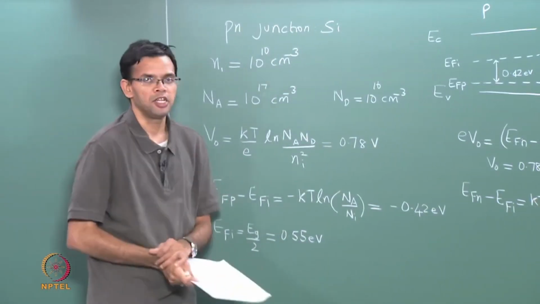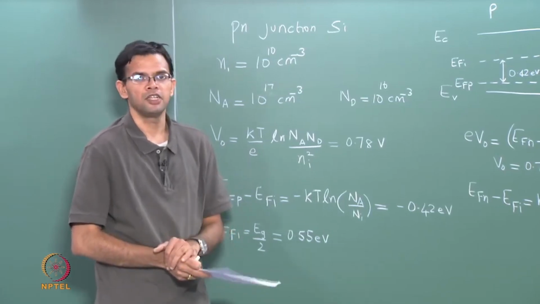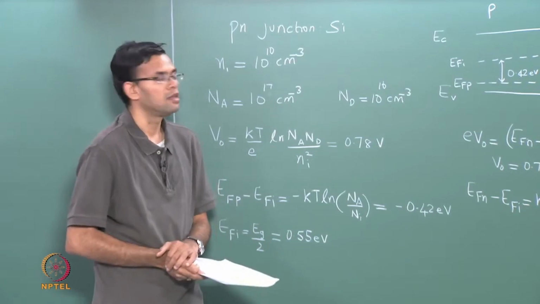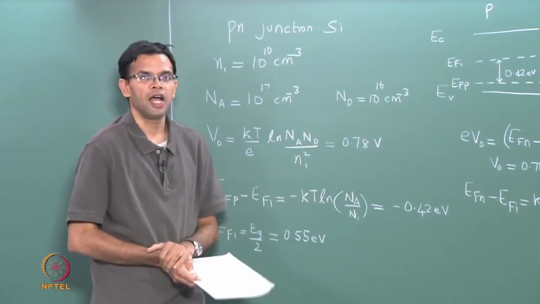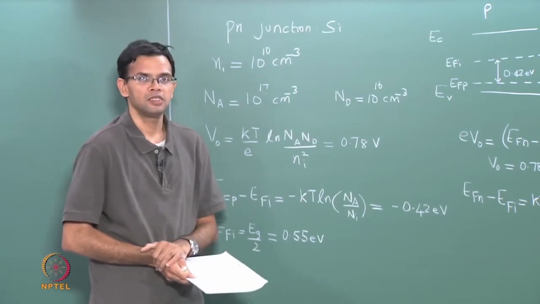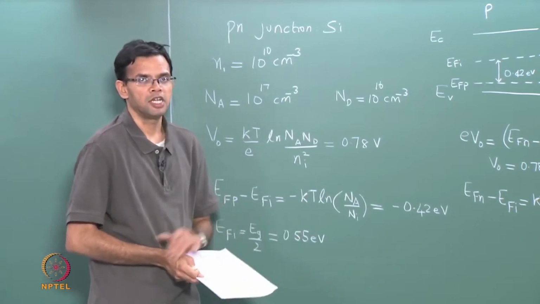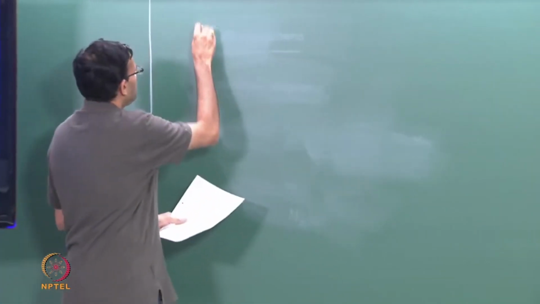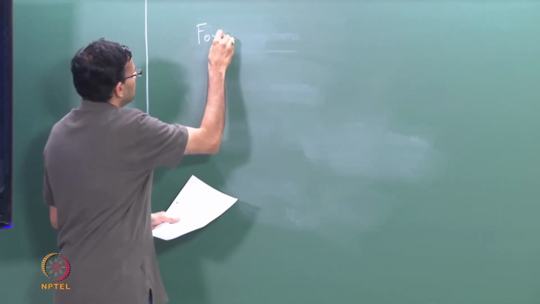So, the contact potential is nothing but the difference between the Fermi levels on the p and the n side. Now, this is all when we have a p-n junction in equilibrium. So, what happens when I bias my junction? The first thing we are going to look at is forward biasing the p-n junction.